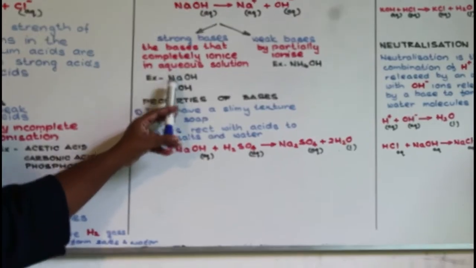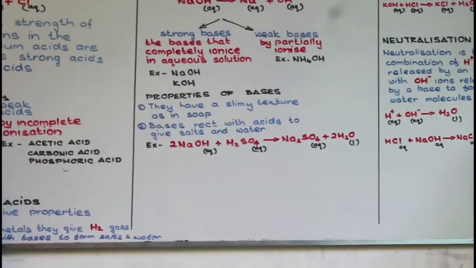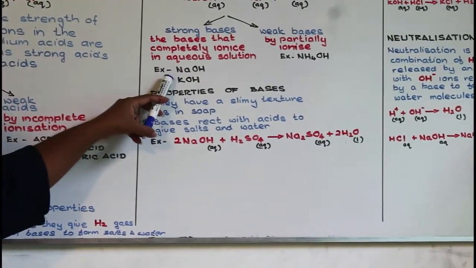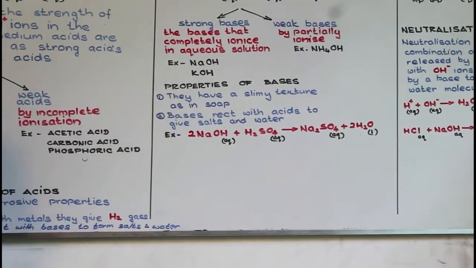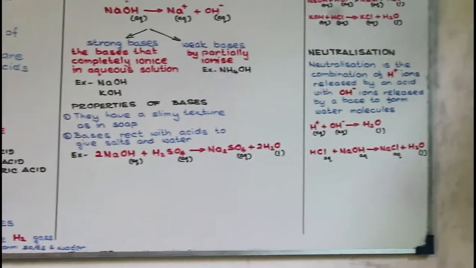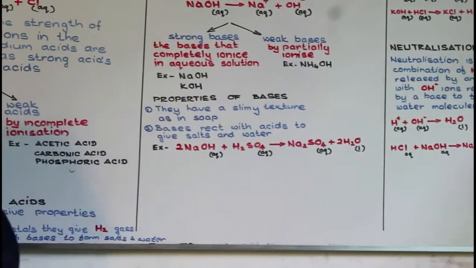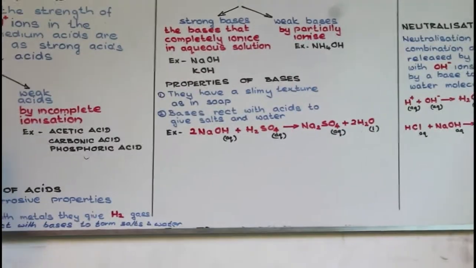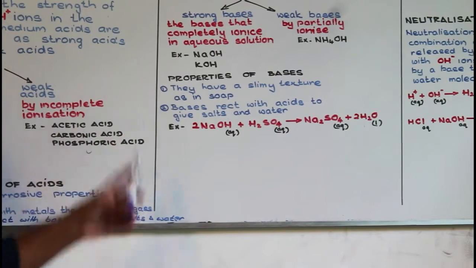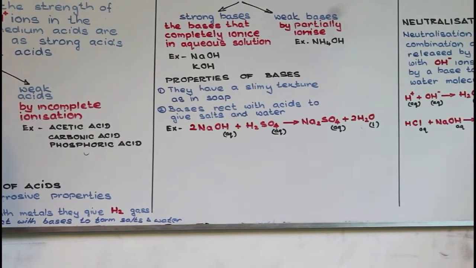Now you have to study all these examples. The examples for strong bases are sodium hydroxide and potassium hydroxide. Ammonium hydroxide is an example of a weak base. Then you have to study properties of bases.